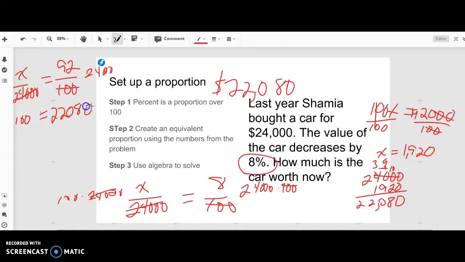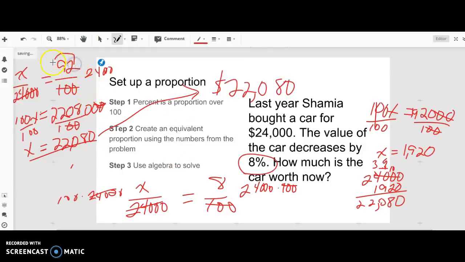2,208,000. That's 100x on this side. Divide both sides by 100. The 100s cancel out. X equals 22,080. The 2 zeros on the end cancel out. That's 22,080. So you get the same number here. 22,080 is the value of the car.